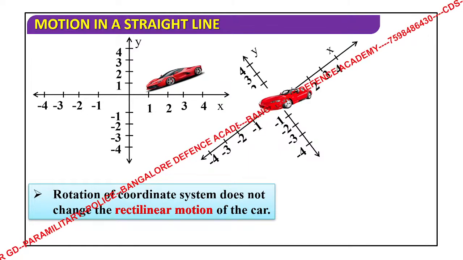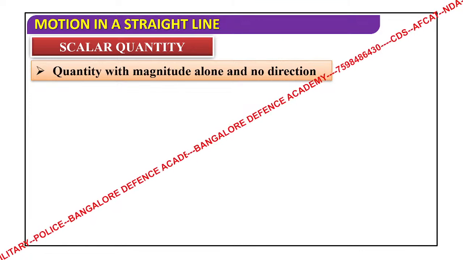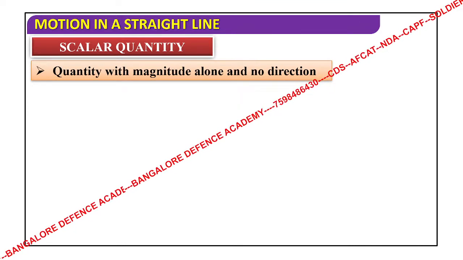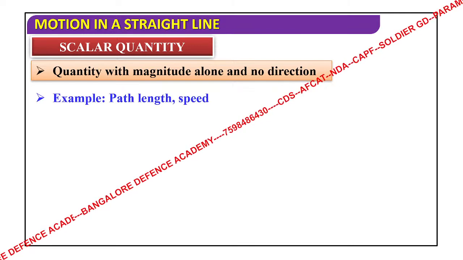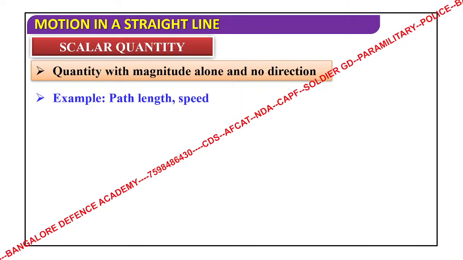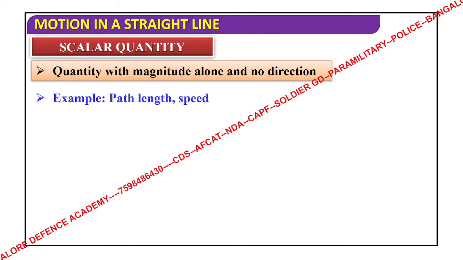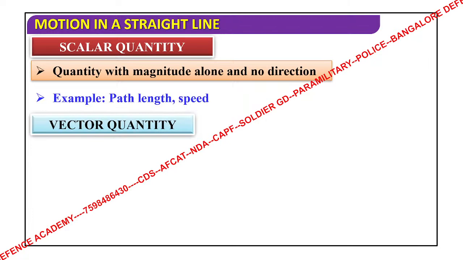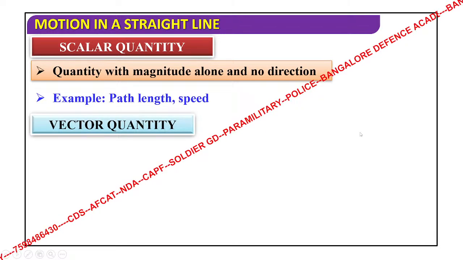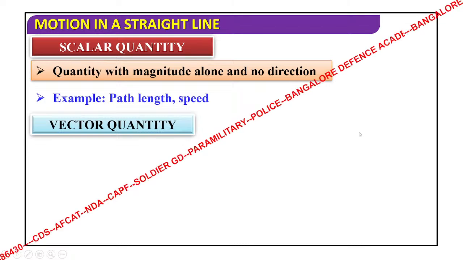Okay, next, scalar quantity. What is the meaning of scalar quantity? A quantity with magnitude alone but has no direction is called a scalar quantity. For example, path length or speed. Now, here in physics, we have something called a scalar quantity and vector quantity. Now, suppose I ask you, at what speed do you ride your bike?